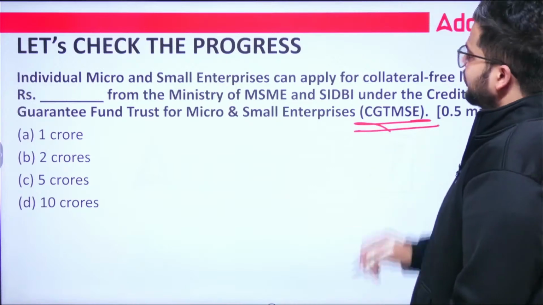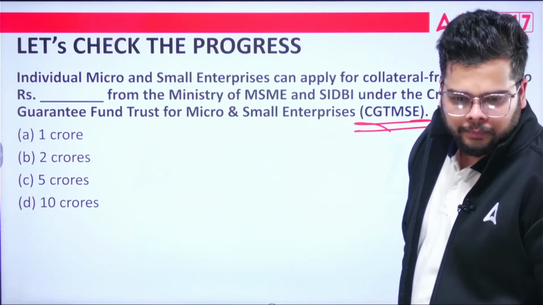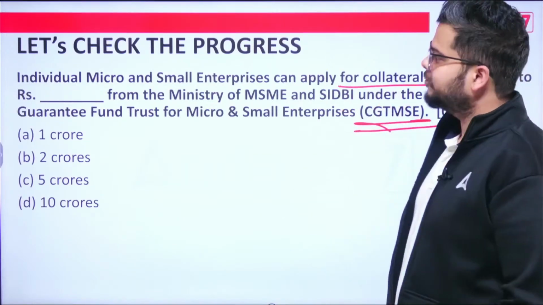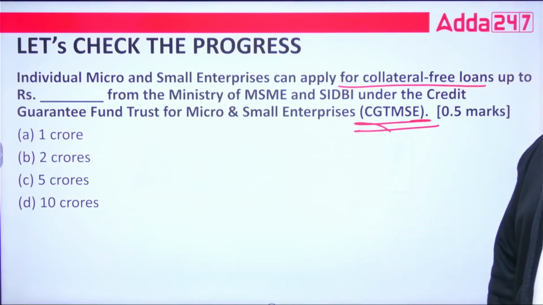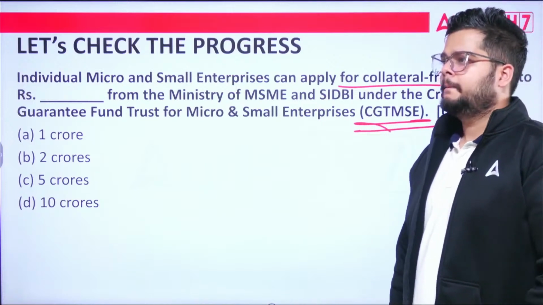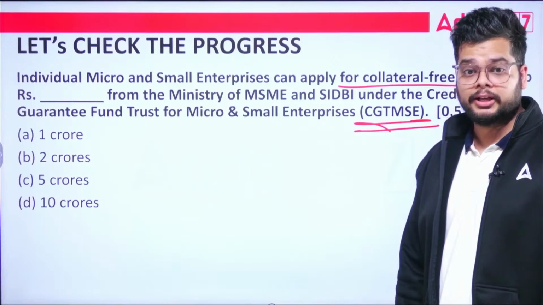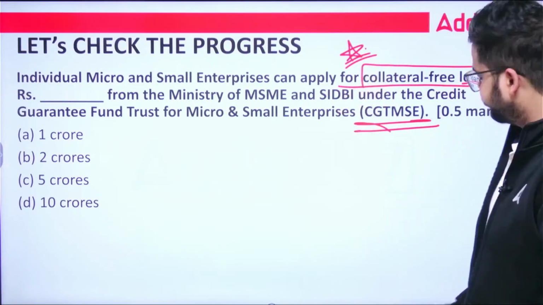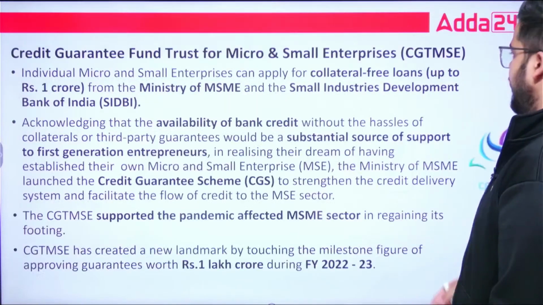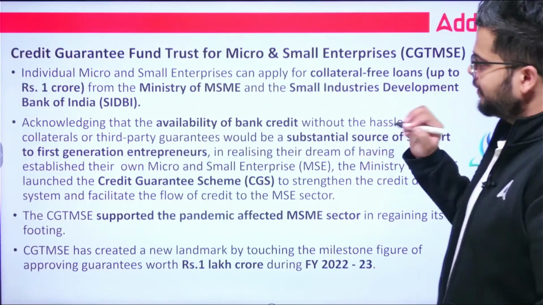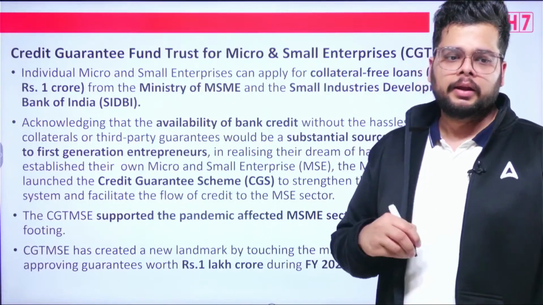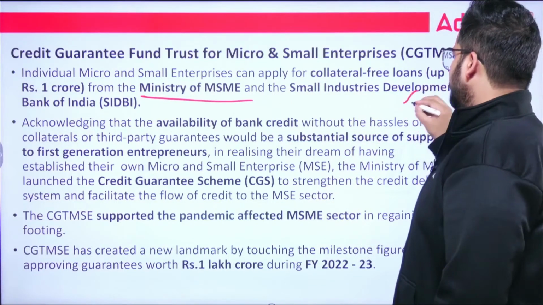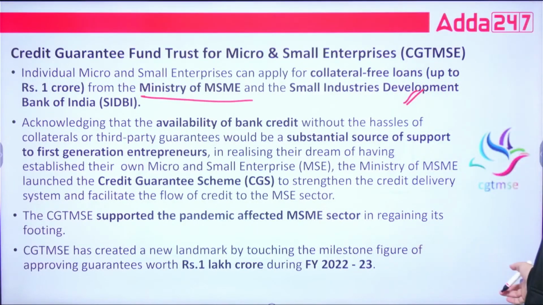Very important question. CGTMSE. Individual, micro and small enterprises. Okay. So if you have any doubt, you can just ask me in the chat section. Individual, micro and small enterprises can apply for collateral free loan up to dash from the Ministry of MSME and SIDBI under the CGTMSE scheme. What is the limit here? Collateral free loan, many a times this question has been asked in various subjects. In CAB also this question has been asked. So the correct answer is 1 crore, option A. Fine. This is the overall description. And one additional thing which you must remember is that the scheme is the brainchild of Ministry of MSME, but with the collaboration of SIDBI. Fine. Small Industries Development Bank of India.